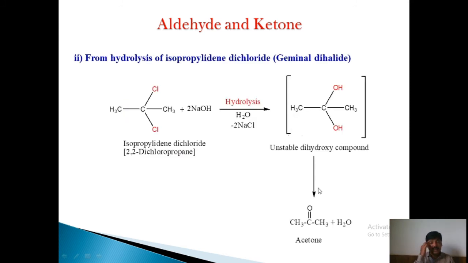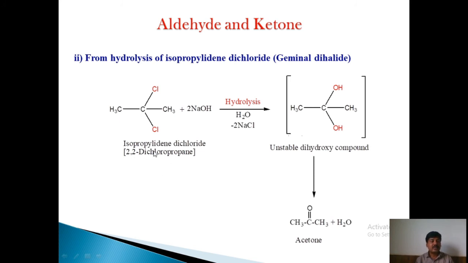In the next slide, that is hydrolysis of isopropylidene dichloride, that is a geminal dihalide. I already told you what a geminal dihalide is, that is both halogens are on the same carbon atom. Hydrolysis means the splitting of a water molecule into H plus and OH minus ions, and they take part in a reaction. Hydrolysis has two types: one is base hydrolysis, another is acid hydrolysis. If we use base, that is base hydrolysis. If we use acid, that is acid hydrolysis.